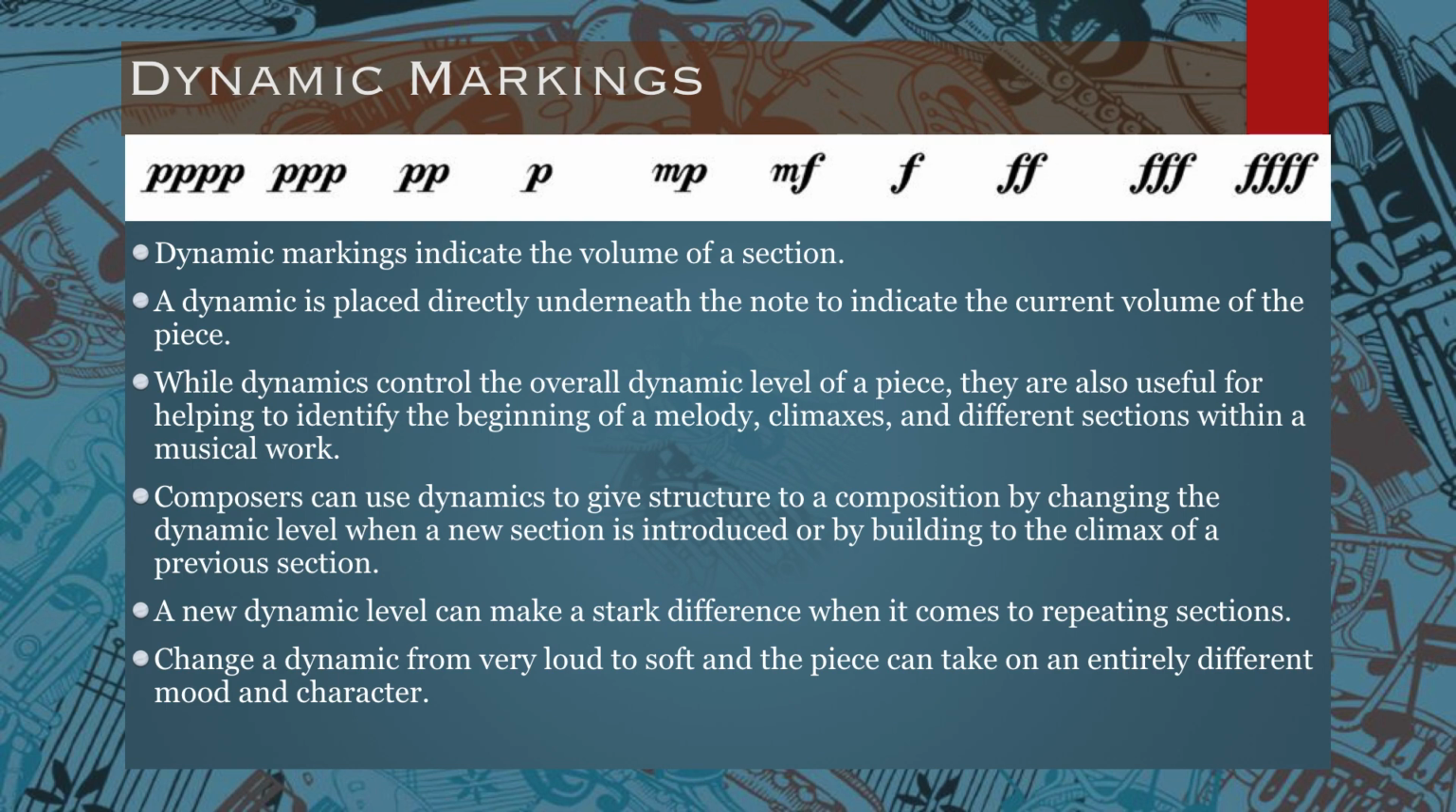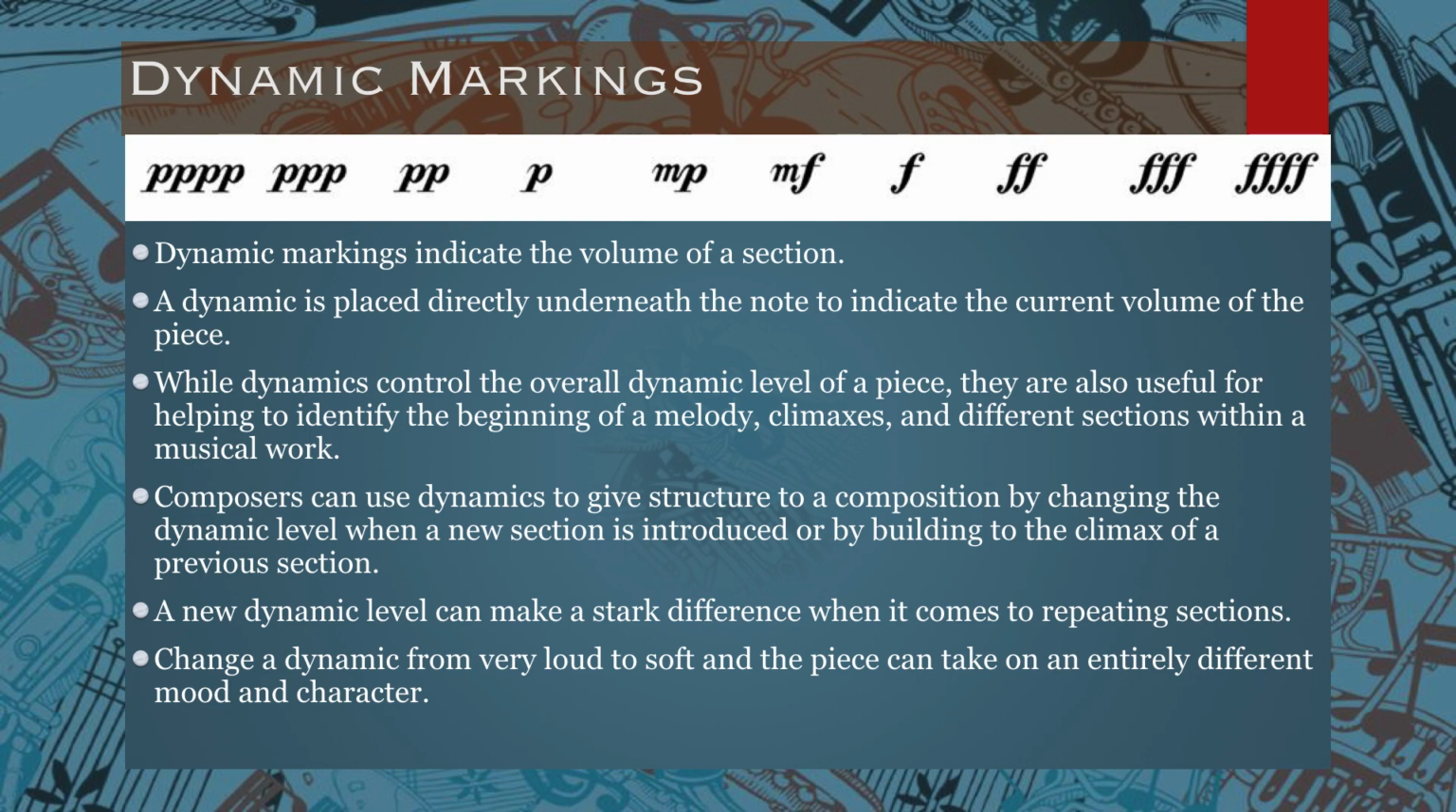So dynamic markings are used to indicate the volume of a section. A dynamic is placed directly underneath the note to indicate the current volume of the piece. While dynamics control the overall dynamic level of a piece, they are also useful for helping to identify the beginning of a melody, various climaxes, and different sections within a musical work. So you can actually use a dynamic marking to indicate that there's a new section. And you might see that employed with the double bar line as well.